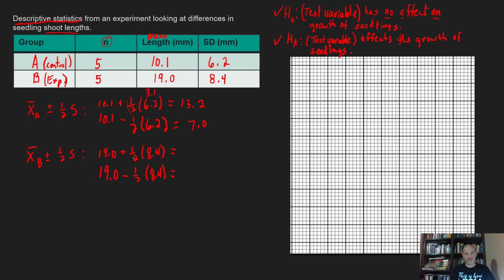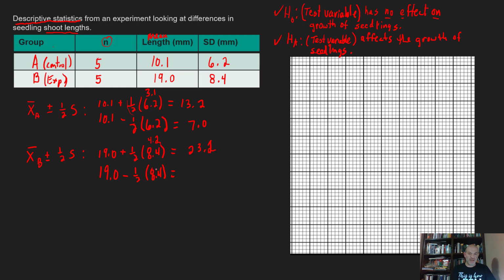For group B, we're going to have to do that calculation. Now 1/2 times 8.4, half of 8.4 is 4.2. So I'm going to add 4.2 to 19.0. 19.0 plus 4.2 is going to be 23.2. And then 1/2 times 8.4, again, is 4.2, but we're going to subtract that from 19.0. Half of 8.4 is 4.2, not 4.1. 4.2 plus 4.2 is 8.4. Okay, so this should be 23.2.